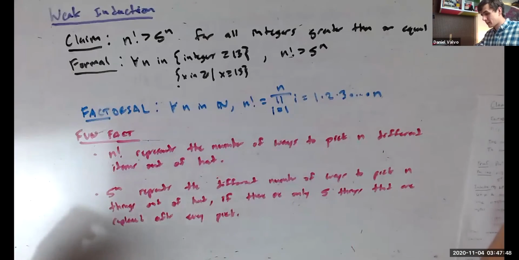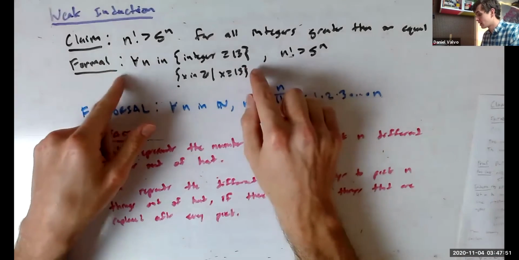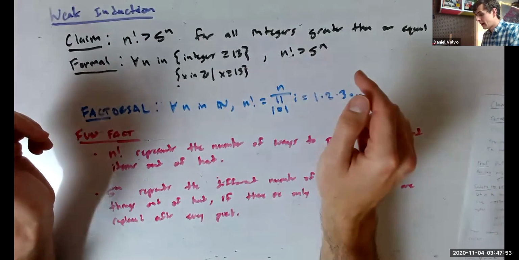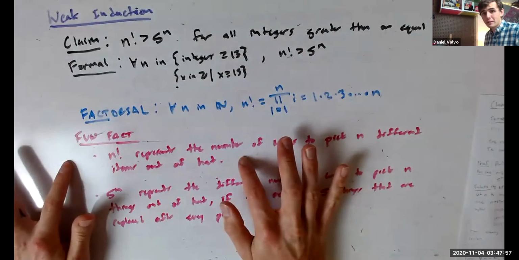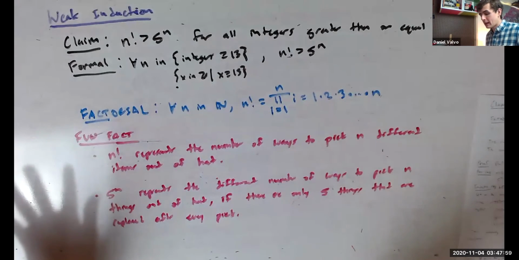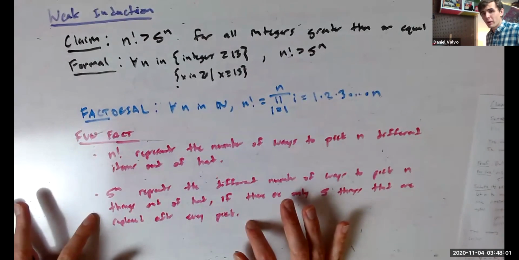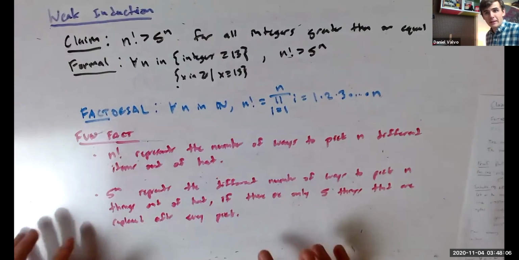So really what this question is saying is that for all n greater than or equal to 13, it seems that the number of ways you can pick n things out of a hat and not replace them is bigger than the number of ways you can pick n things out of a hat when there are only 5 things and you always replace them.